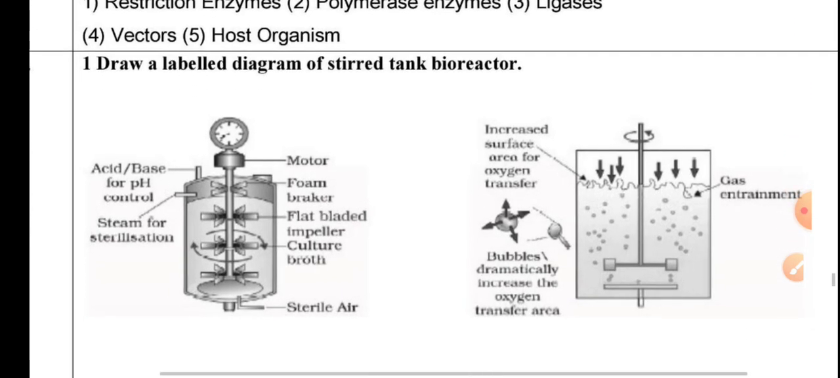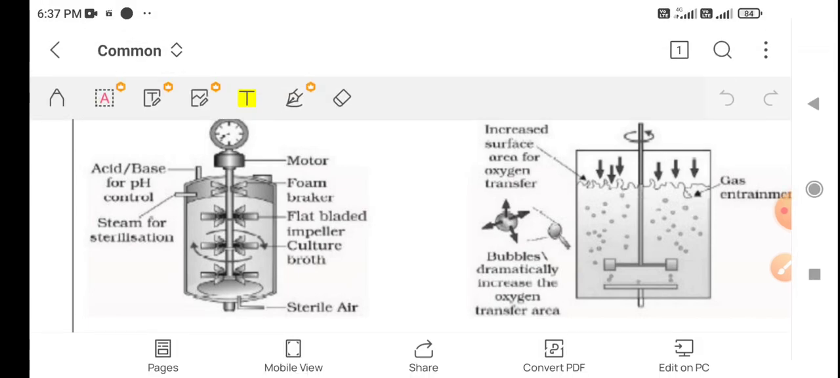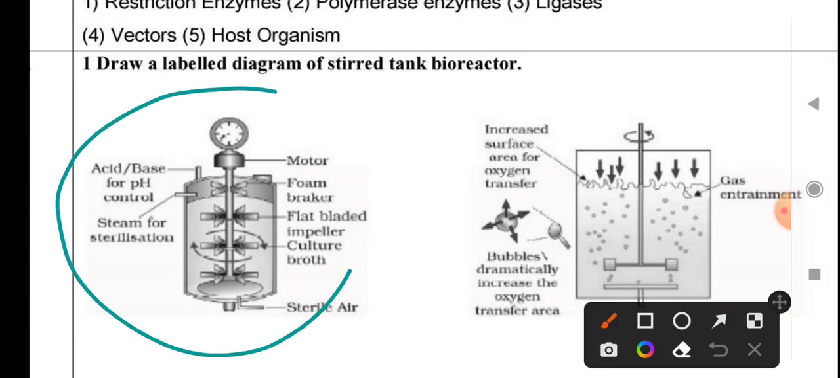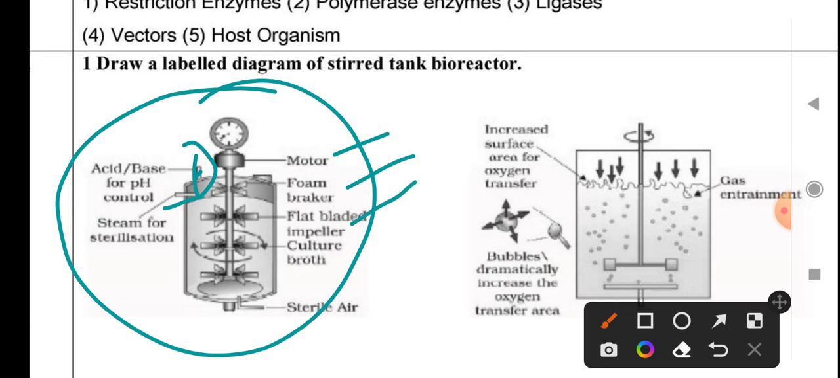Draw a labelled diagram of a stirred tank bioreactor. You see this diagram here, whatever the parts are: acid and base for pH control, the steam for sterilization, then motor, foam breaker, flat bladed impeller, then the culture broth, then sterile air.